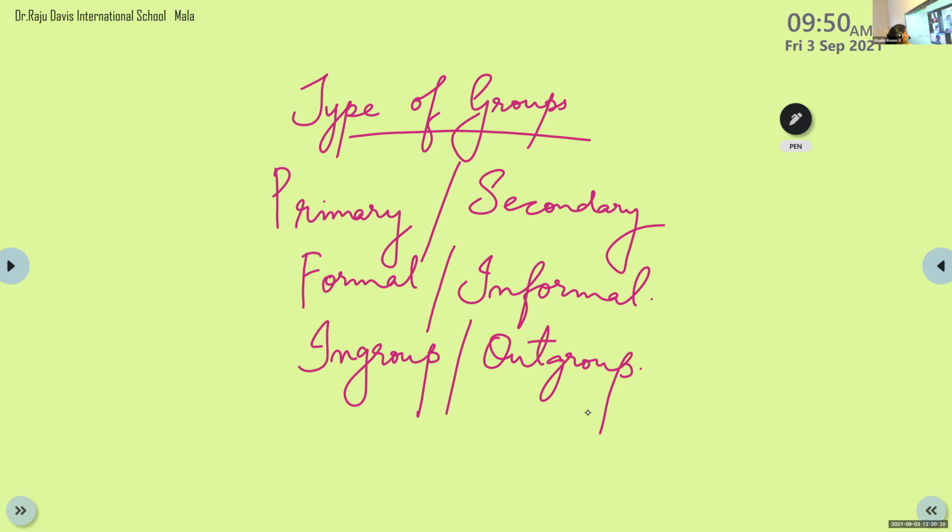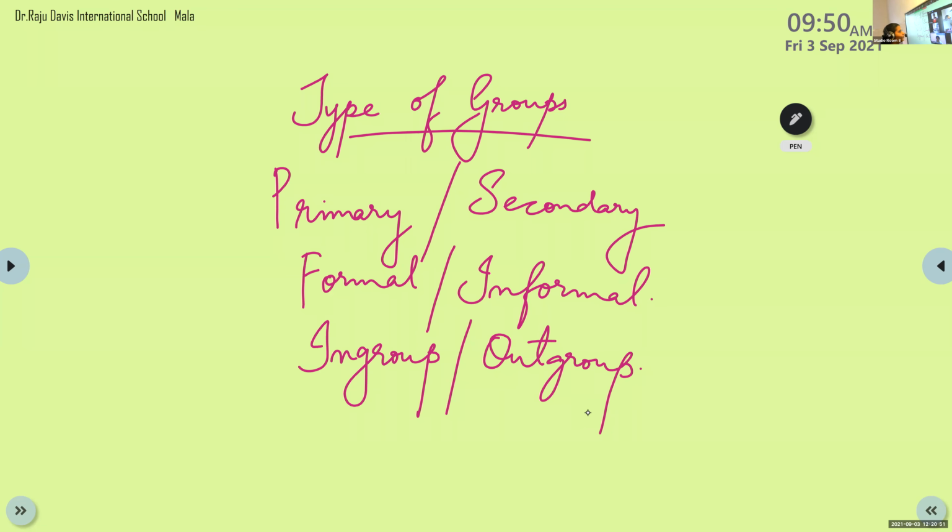Okay, we'll start with primary and secondary. This is based on whether we have a choice of joining that group or not. Like when you're born into a family, it's not by your choice, isn't it? And the family follows a religion, it follows a culture, it has certain traditions and values in the family background. Yes or no? Yes. Again, that is not your choice. You automatically belonged to that particular group.